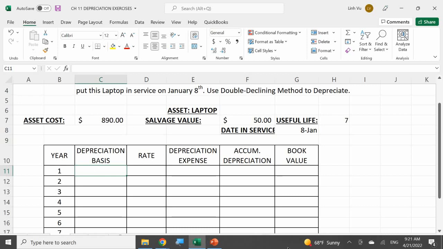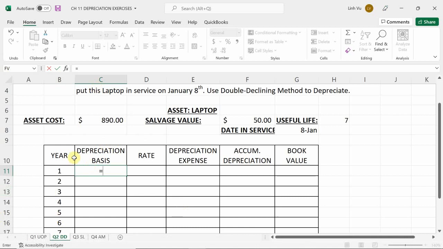It is 840. Okay, so in this case, it is not the same thing. It is not going to be your asset cost minus salvage value. This one is different. It's going to be the beginning of the year's book value, so whatever I purchase it at is going to be the first year.